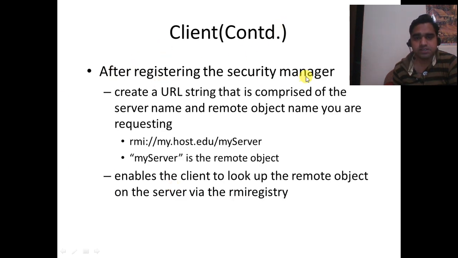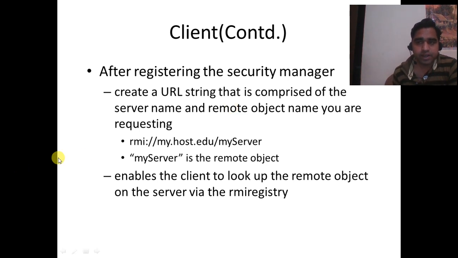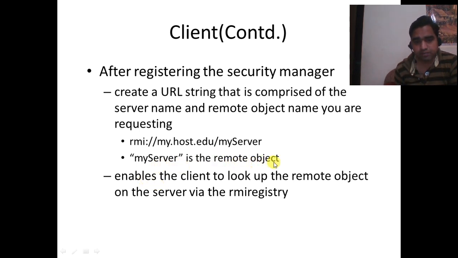Now after registering the security manager, we move on to the RMI registry. The RMI registry is maintained at the client end. It must have two components: first, a server name, and second, an RMI remote object name. So here my server is the server name and the remote object, and using this we maintain the proper interaction. It enables the client to look up the remote object on the server via the RMI registry.